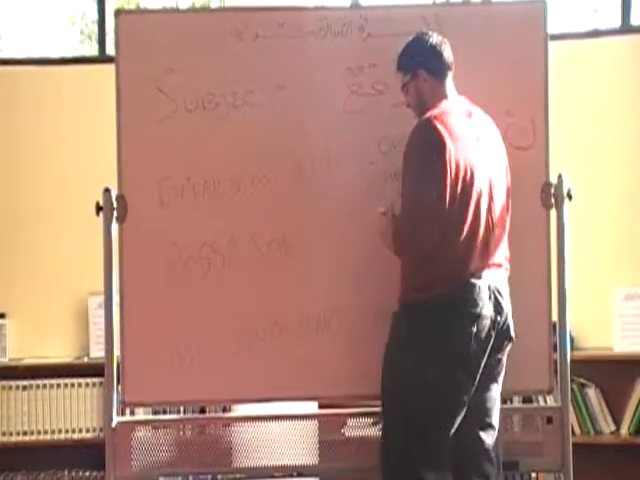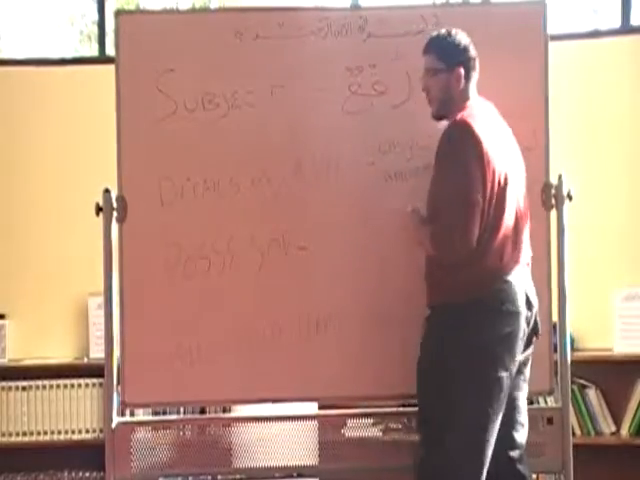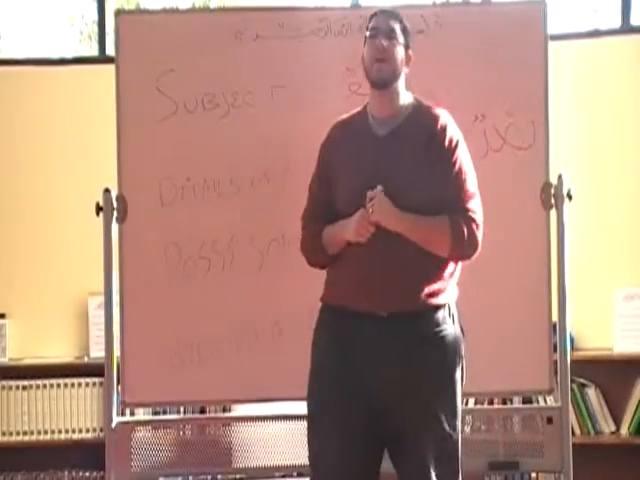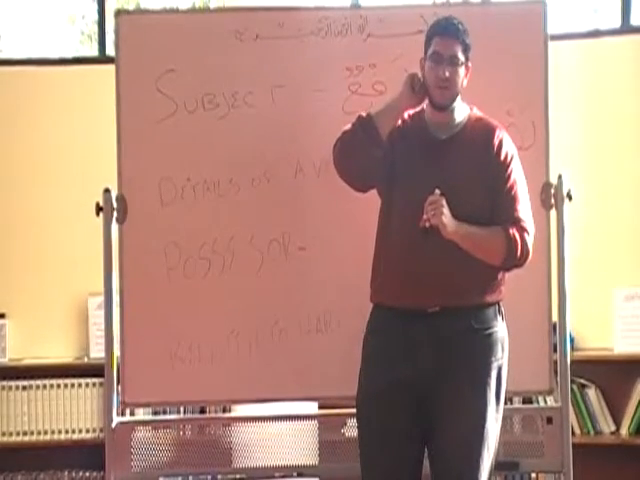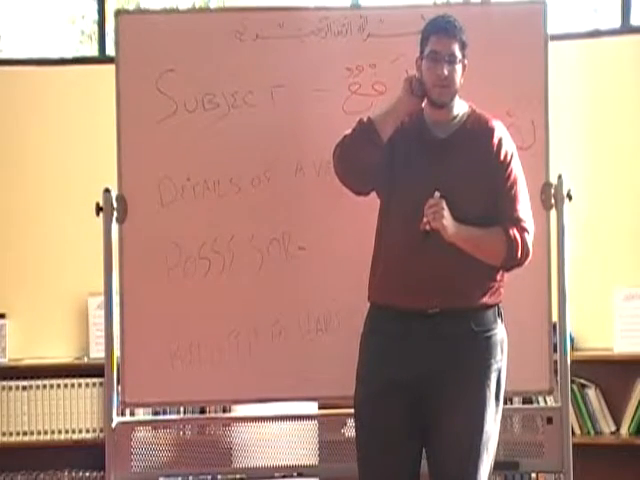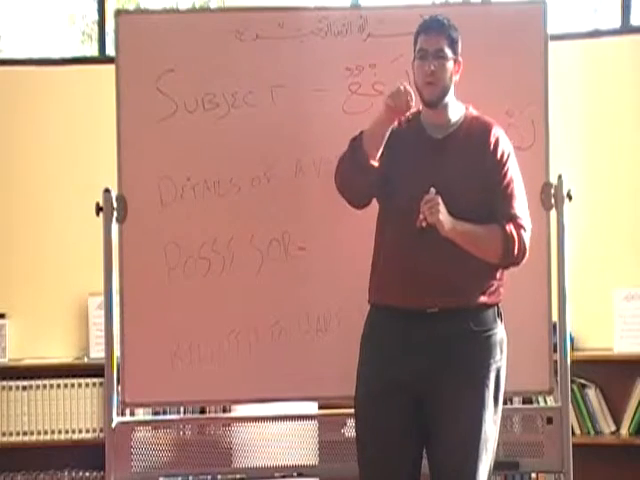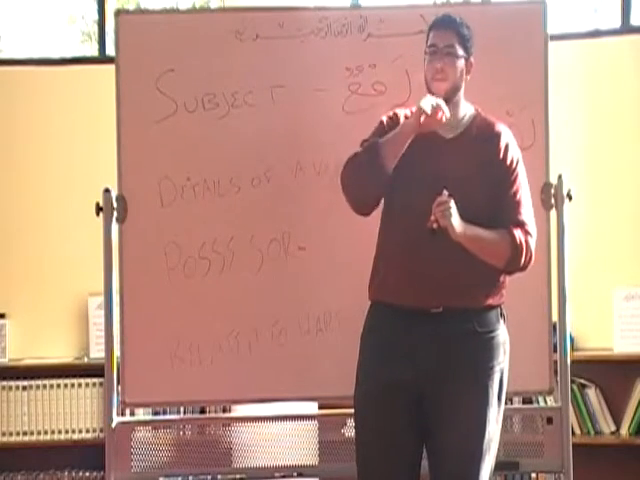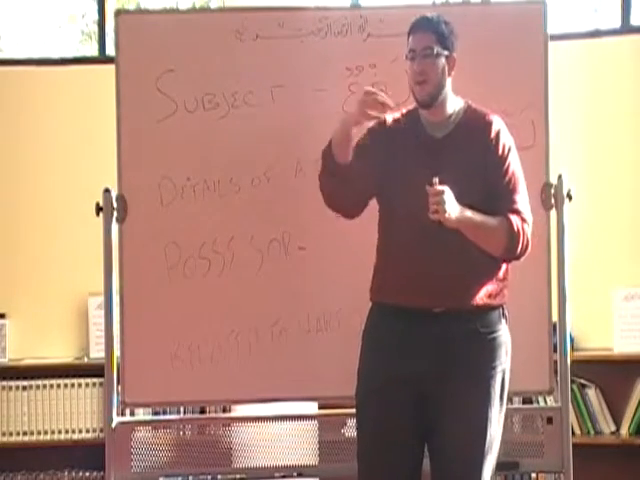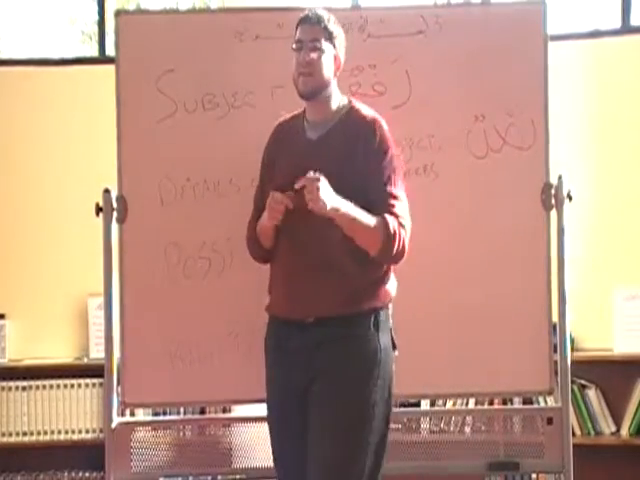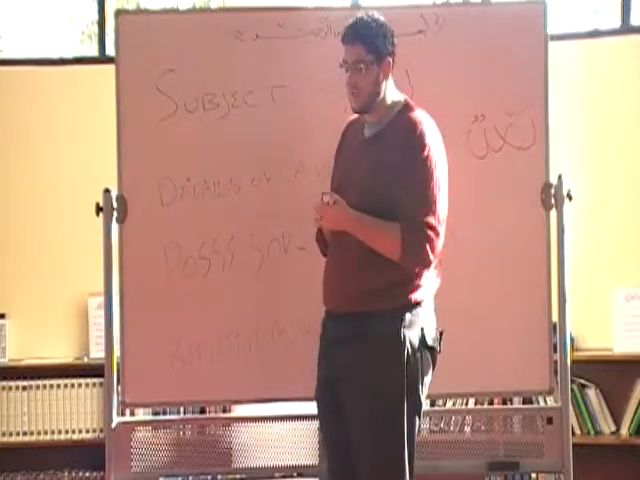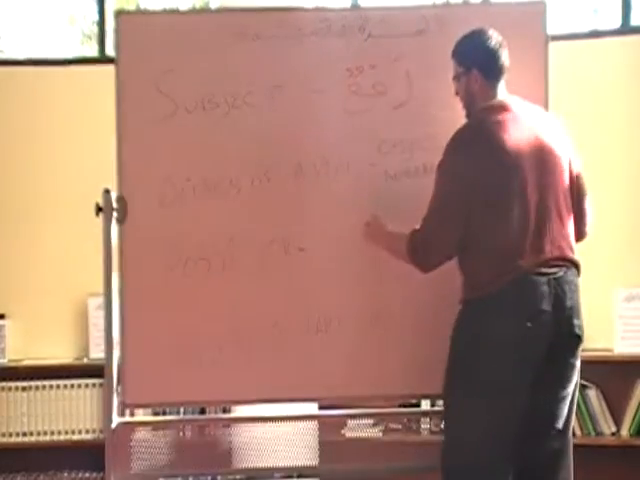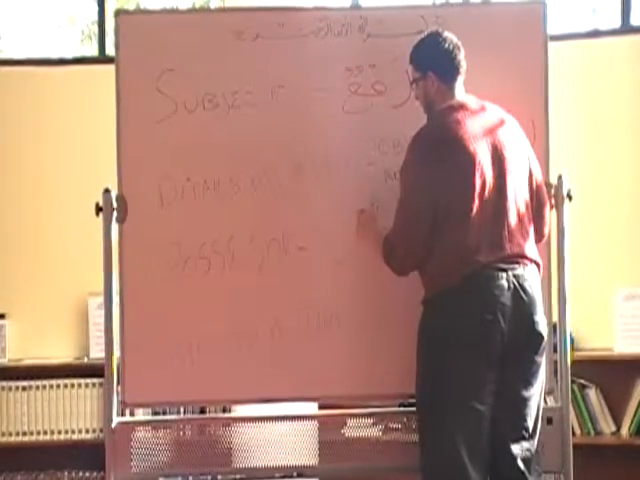Possessor. Possessor, for example, Kitabullahi, the book of Allah. Who is the possessor in this construct? Who is the one who owns what? What owns what? Allah owns the book. He's the possessor of the book. And so why is it Kitabullahi? Because it is in the state of jar. Jar. Okay?